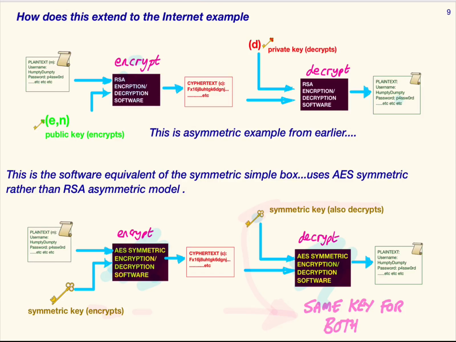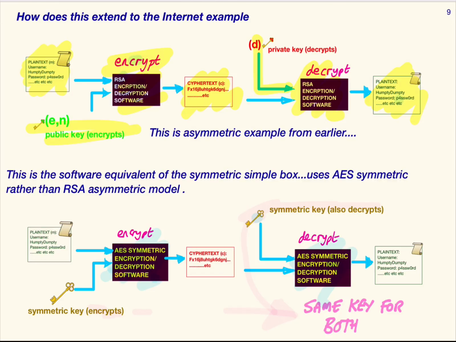So how does this extend to our internet example? This is just a recap from earlier, where we said that the original secret document, the one that could not be shared, can be encrypted with the public key through this RSA encryption software, which is the very simple formula we looked at, to create ciphertext, which is the scrambled, unintelligible text. And then that, when combined with the private key passed through the same RSA algorithm, will give you your original secret back, right?